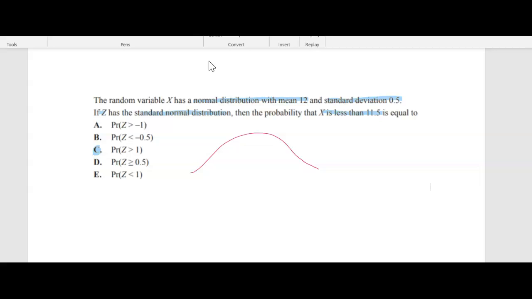So Z is greater than -1 is this region here. And then we've got Z is greater than 1, which is just this area here, which is the same as this area here. But I was thinking of the symmetry with the inequality signs, not realizing that they're actually facing the right way. All right, hopefully that helps.